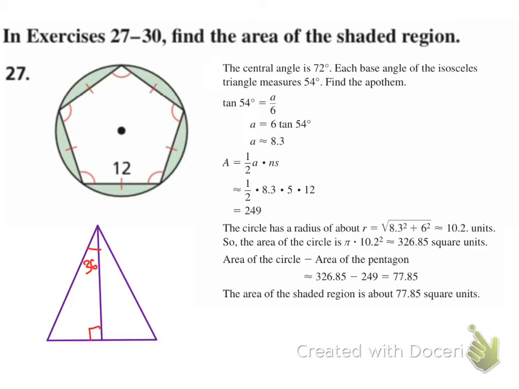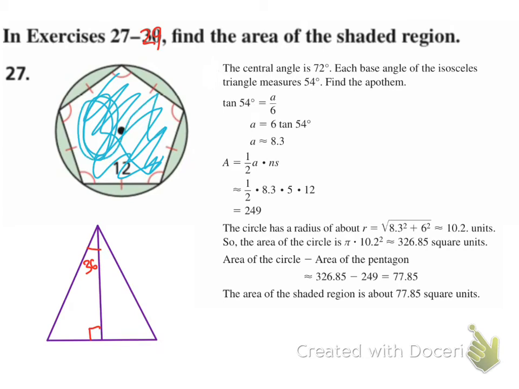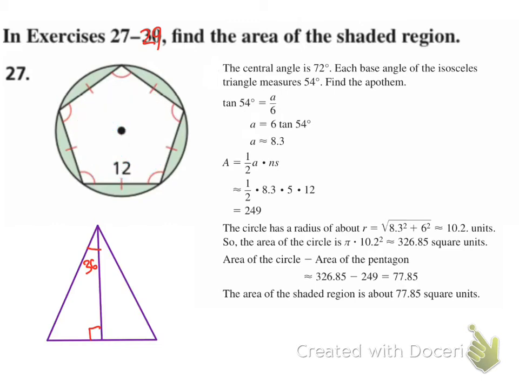In exercises 27 to 29, I'm skipping 30 here, find the area of the shaded region. You have to find the area of the shaded region. It means, how can I get this green one when I know the area of the whole circle, and I know the inside area? I just subtract it, so I get the outside one. How to do it? I need to know how much is the inside one. So let's calculate the inside one.